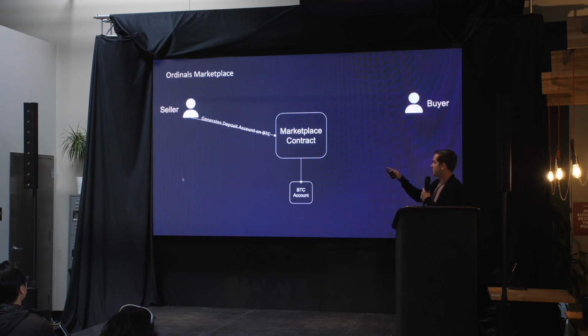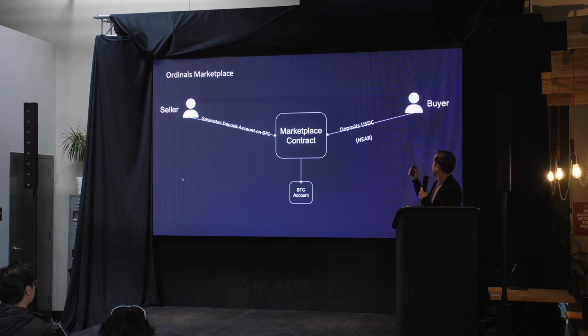So the first step here is the seller can ask the marketplace contract to generate a Bitcoin account that only the marketplace contract actually controls. Next step is the buyer can deposit USDC into this account on the Near side. So now both of them are funded. The seller can deposit this ordinal into this Bitcoin account that's controlled by the smart contract. This interaction, depositing the ordinal, happens on the Bitcoin blockchain.